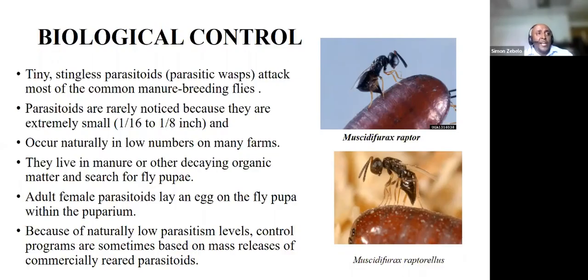The adult female parasitoid lays an egg on a fly pupa. As you can see here, both of these are 2 different species of Muscidifurax. They lay their eggs on the puparium, or on the pupa of the fly, and then the egg hatches inside. The egg of this parasitoid hatches inside the puparium, and then the larva consumes the fly inside the puparium, and then emerges as an adult and flies and deposits its eggs on other puparia.